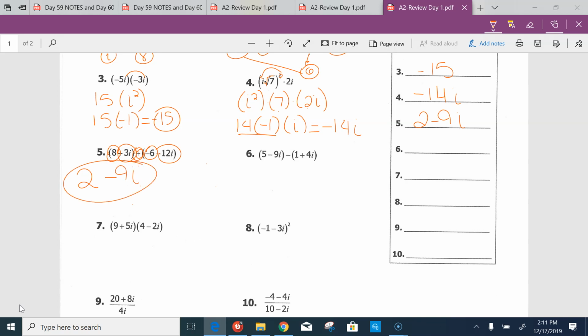Sorry for being a moron on that one. I guess I should read the problem a little better. Let that be a lesson for you guys. Moving on to number 6.